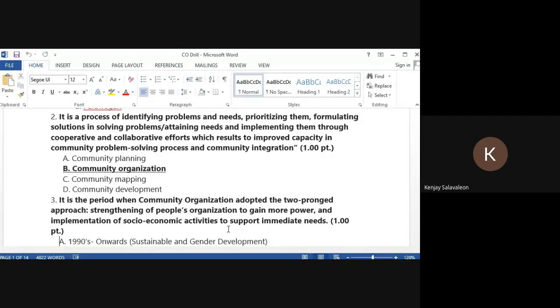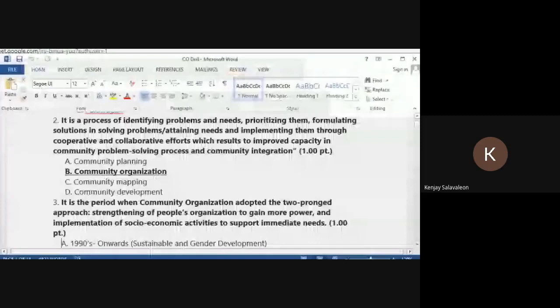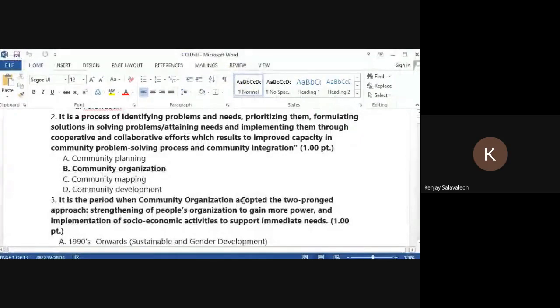O ano yung answer? Sino among the choices? It is Murray Ross. It was Murray Ross who defined that, who highlighted that definition. Ang kay Murray Ross naman na keyword, kung titingnan natin, tinitingnan niya yung process mismo. Identifying problems, prioritizing, formulating solution, and implementing them through cooperative and collaborative effort. So the process itself, the helping process.